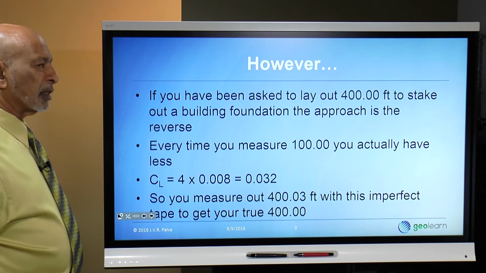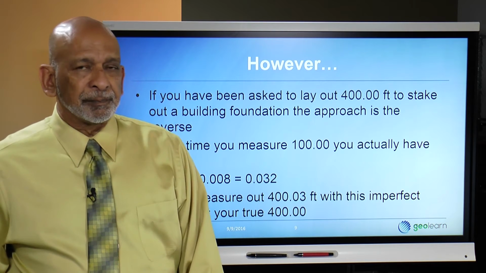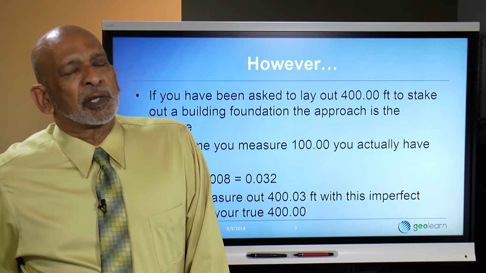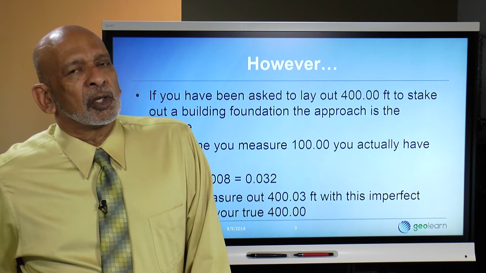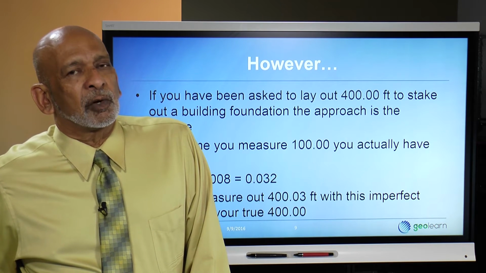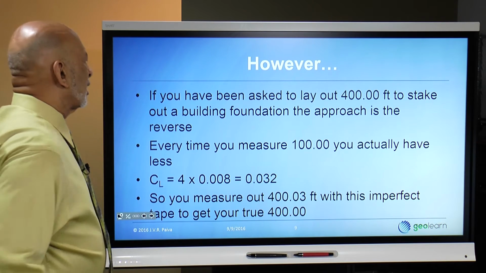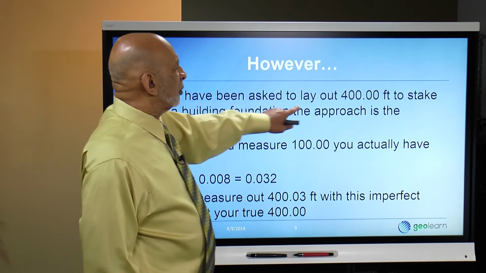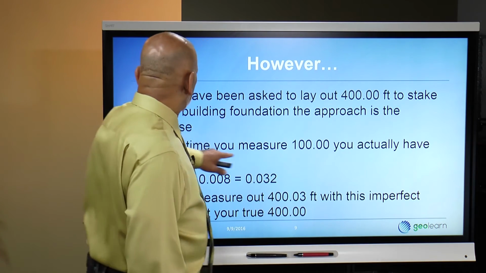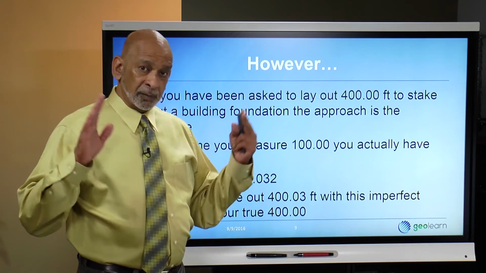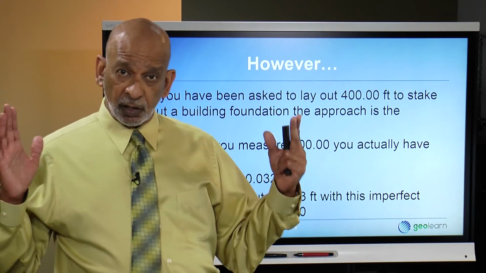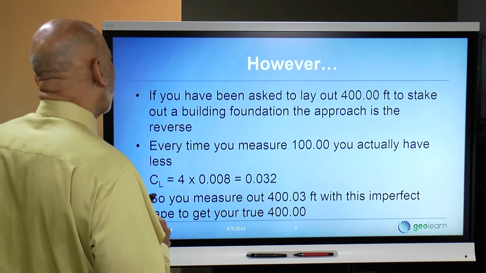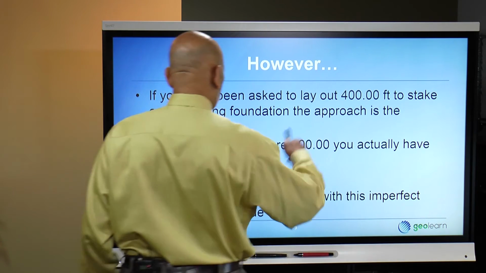Now, that's the easy part of the problem, in a sense, because one of the first things you have to do when you are faced with a problem is, which problem am I solving for? Now, that may sound a little unusual. Let me explain. Let's say you've been asked to lay out exactly 400 feet to stake out a building foundation, or maybe 2 piers on a bridge, or something like that.